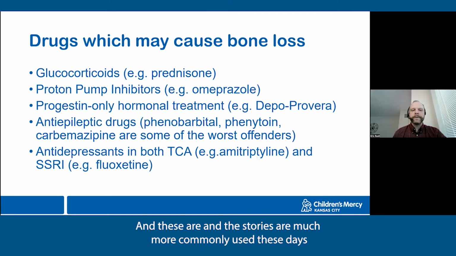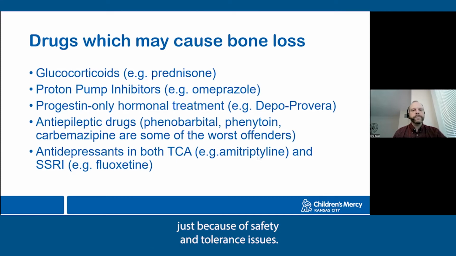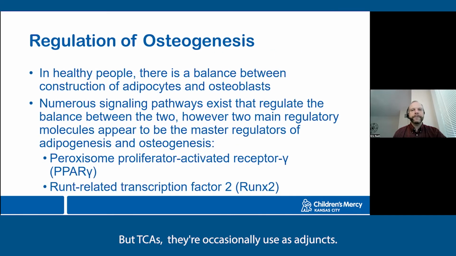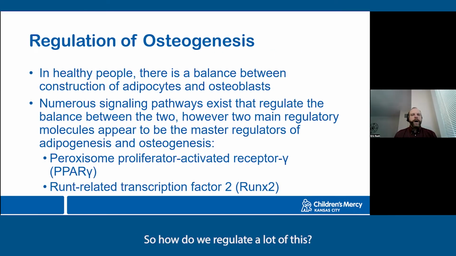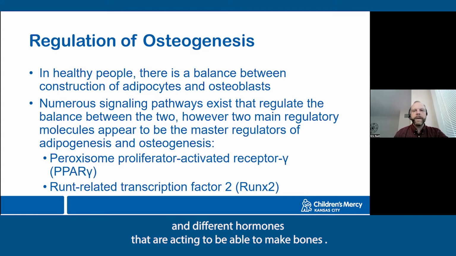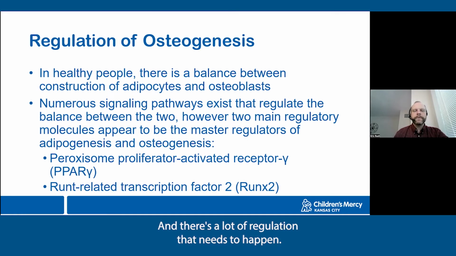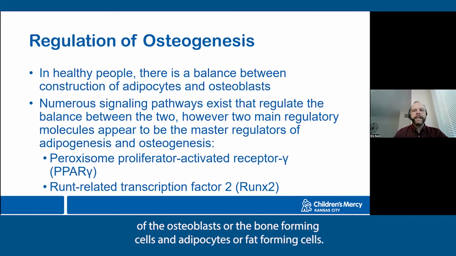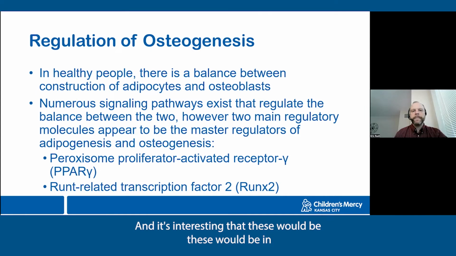And the SSRIs are much more commonly used these days just because of safety and tolerance issues, but TCAs are occasionally used as adjuncts. So how do we regulate a lot of this? This is a very careful dance of different cells and different hormones that are acting to be able to make bones. And there's a lot of regulation that needs to happen. And in healthy people, there's a balance between the construction of the osteoblasts, or the bone-forming cells, and adipocytes, or fat-forming cells. And it's interesting that these would be in the balance between them.